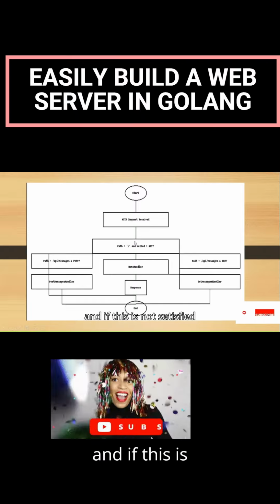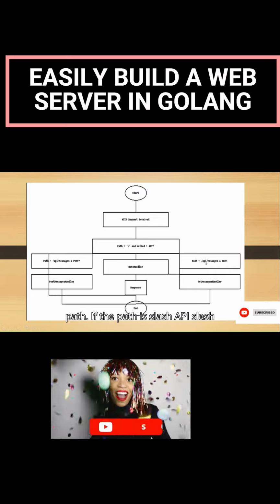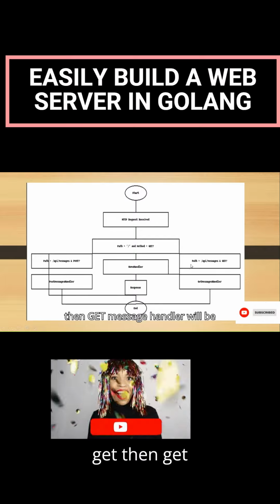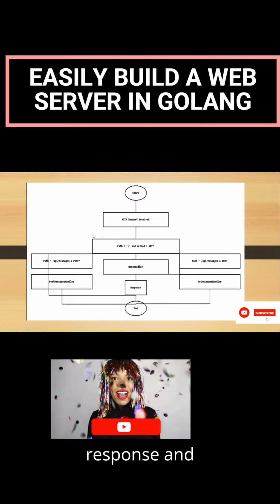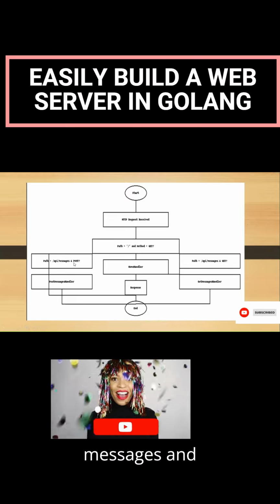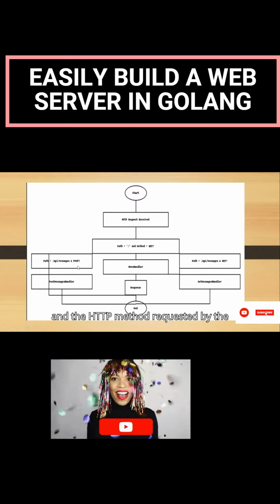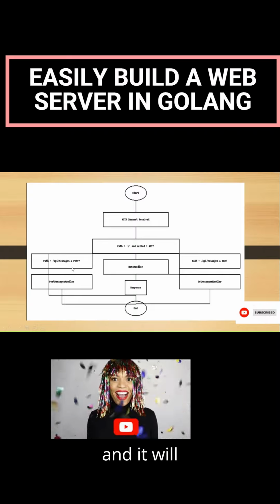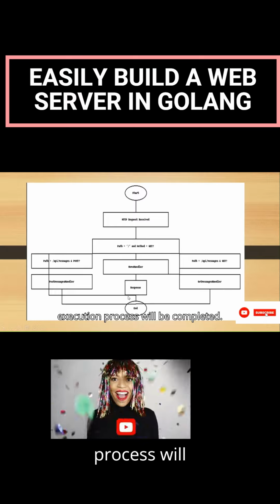Okay, and if this is not satisfied, it goes here. We'll check the path. If the path is /api/messages and the HTTP method is GET, then the get messages handler will be triggered and it will produce the response. And in case the path is /api/messages and the HTTP method requested by the client is POST, then the post messages handler will be triggered and it will process the response, and the execution process will be completed.